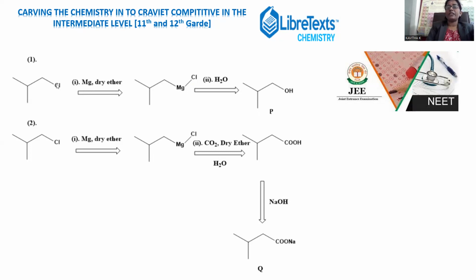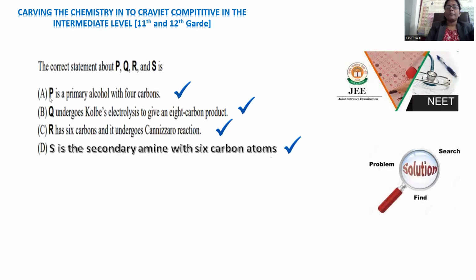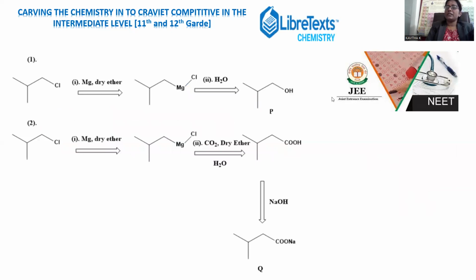Simply, it is a kind of insertion, so that we will get alkyl magnesium chloride. Isobutyl magnesium chloride will be the product. Later on, a hydrolysis reaction is performed. Whenever it is subjected to hydrolysis, water will be added so that we will get a hydroxy compound. Can we say it is the primary alcohol? Absolutely, this is called a primary alcohol. What are they saying? P is the primary alcohol. That is perfectly correct, so option 1 is rectified.